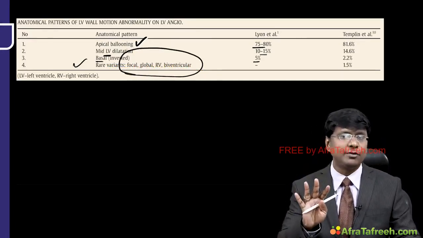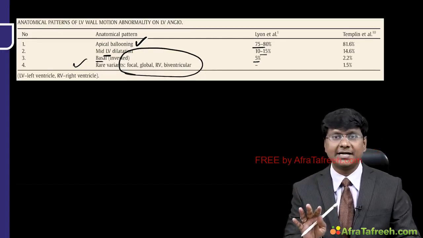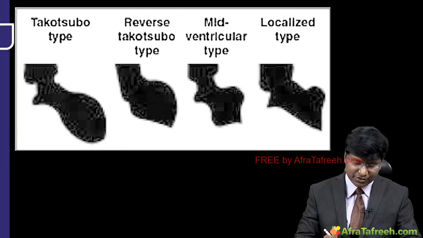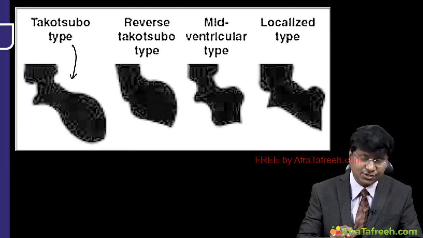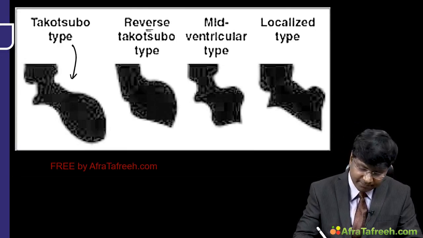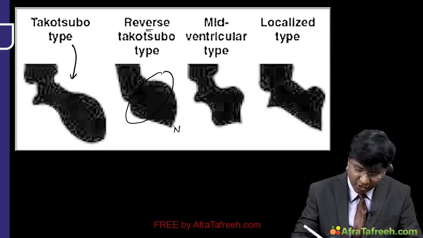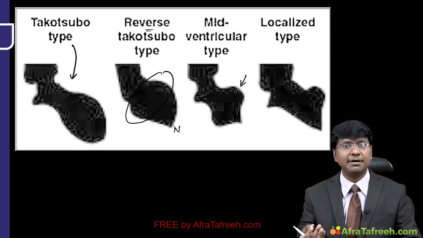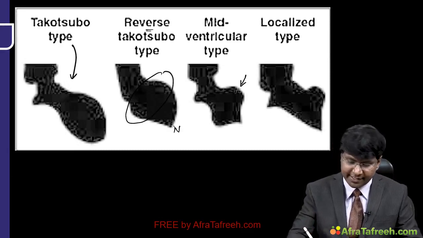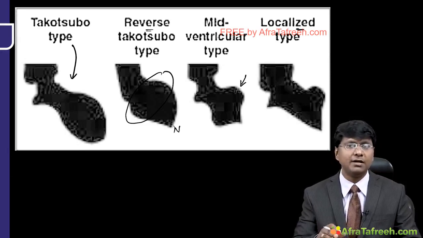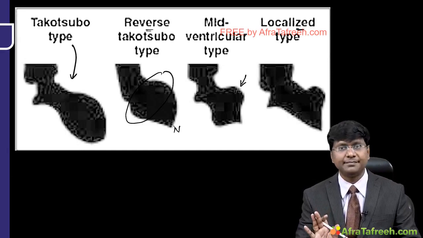So these are the 4 forms of regional wall motion abnormality that can be made out in cardiac magnetic resonance imaging. Accordingly, you see this, right? This is your typical Takotsubo cardiomyopathy where the apex is ballooned out, whereas in the reverse form, the base is ballooned out and the apex will be normal. In the mid-ventricular form, only the mid part of the ventricle is ballooned out and hypokinetic or akinetic. And the last one, which is a rare form, is localized, global, RV type or biventricular type, right?